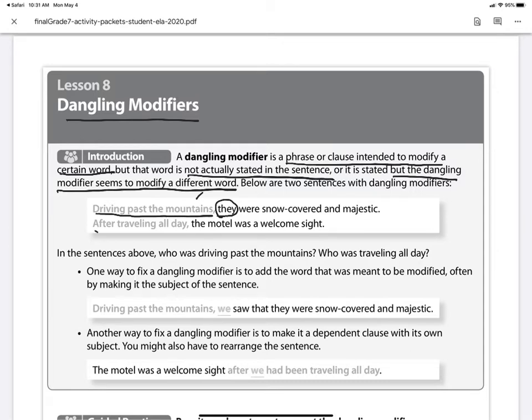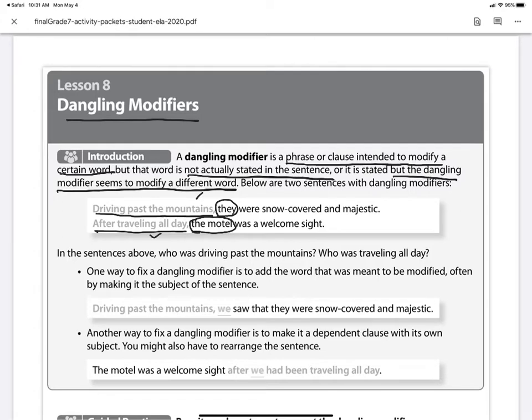After traveling all day, the motel was a welcome sight. Now we cannot say that this motel was the one traveling all day. So that's why this is again a dangling modifier because it's modifying the wrong word.